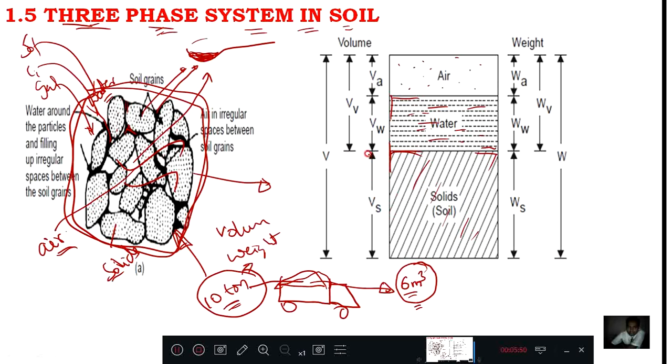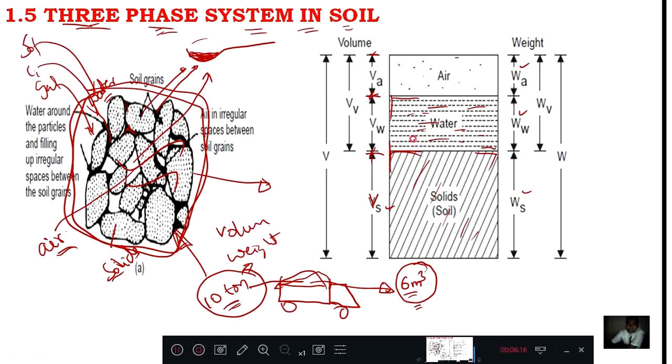If I measure this much, the solids, in terms of volume, I will call it VS, that is the volume of solids. This is the volume of solids, this term I will call the volume of water, and this is the volume of air. Like that, if I measure these with respect to weight, this is the weight of solids, weight of water and weight of air.